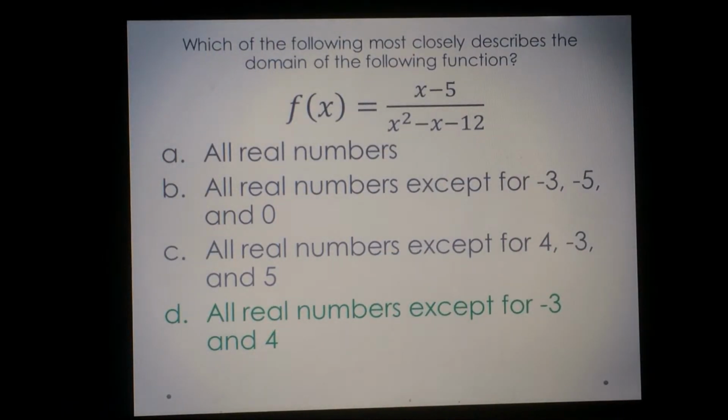Which of the following most closely describes the domain of the following function? f of x equals x minus 5 over x squared minus x minus 12. All real numbers except for negative 3, negative 5, and 0, all real numbers except for 4, negative 3, and 5, and all real numbers except for negative 3 and 4.